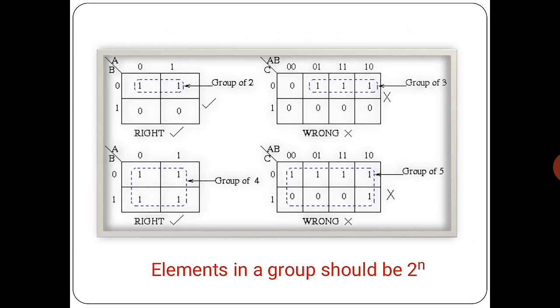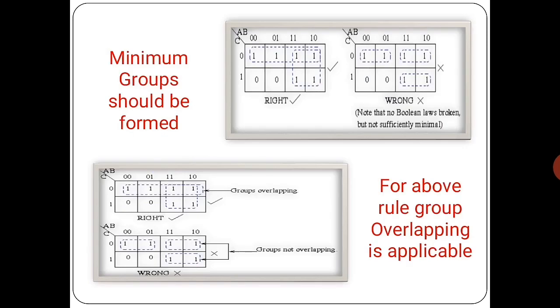2 to the power of n means we substitute n: 2 to the power of 1 will be equal to 2, 2 to the power of 2 will be equal to 4, and 2 to the power of 3 will be equal to 8. So we are going to group 2, or otherwise 4, or otherwise 8, or otherwise 16. So we are not grouping intermediate numbers.